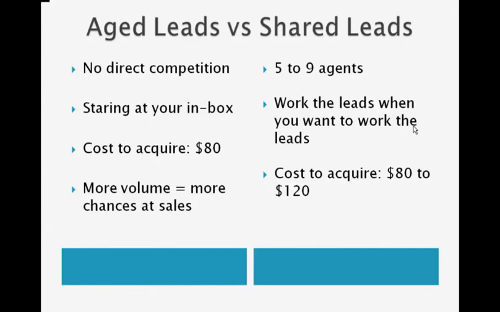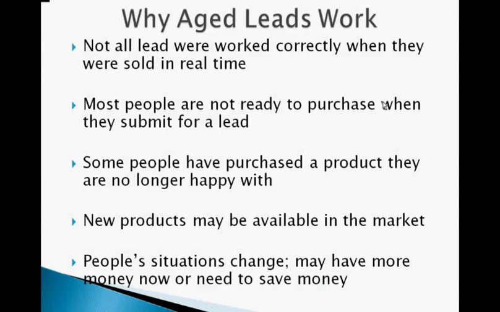And fourth, on the aged lead side, more volume is more chances. Sometimes the low volume kind of gets to agents when they're working internet leads due to budget. You may, for example, only be able to buy 8 leads a day. Well, that's great, but if you work 8 leads a day, what are you doing with the whole rest of your day? You could buy 5 or 6 times that amount working aged leads, and you have a lot more to do for the day and a lot more leads to work.